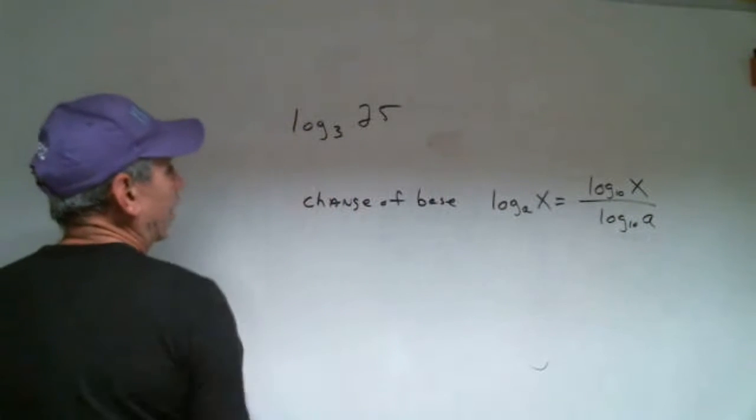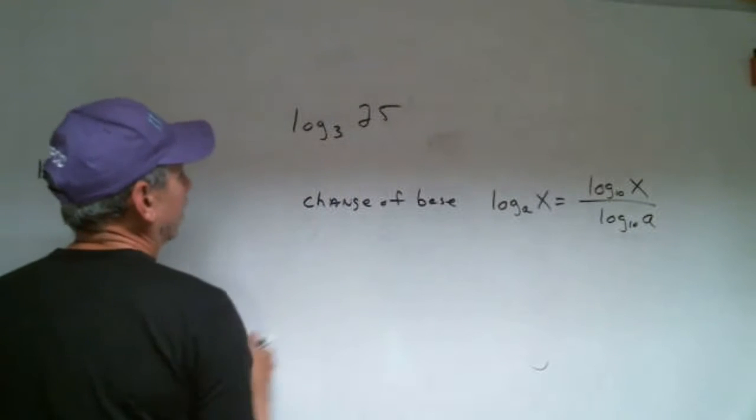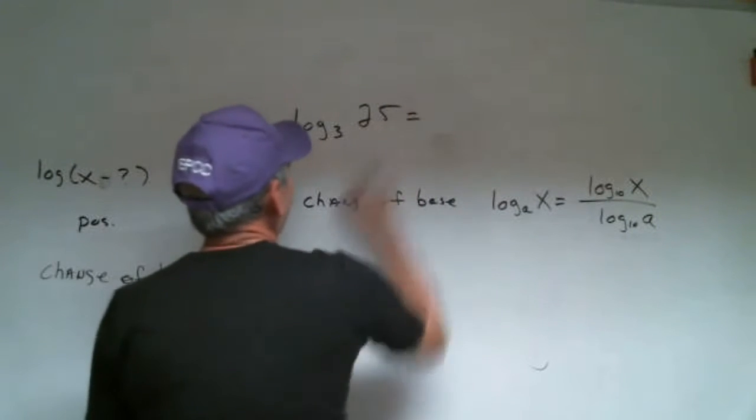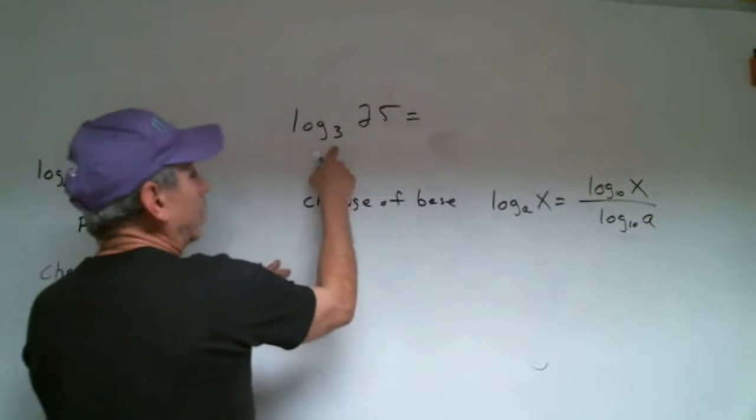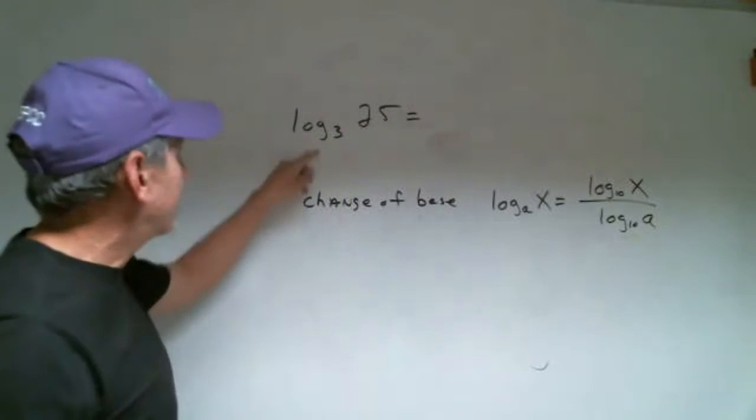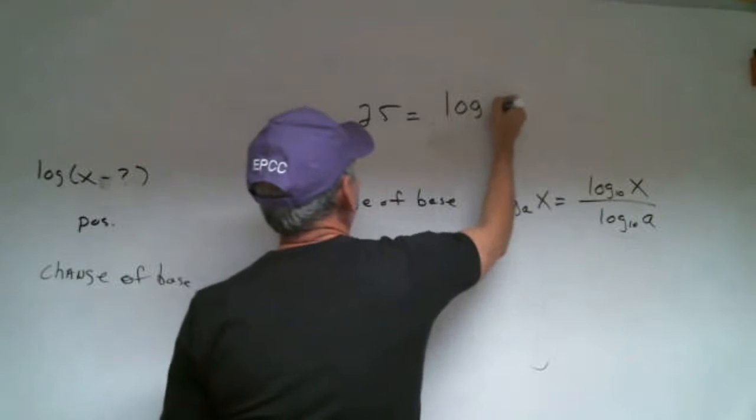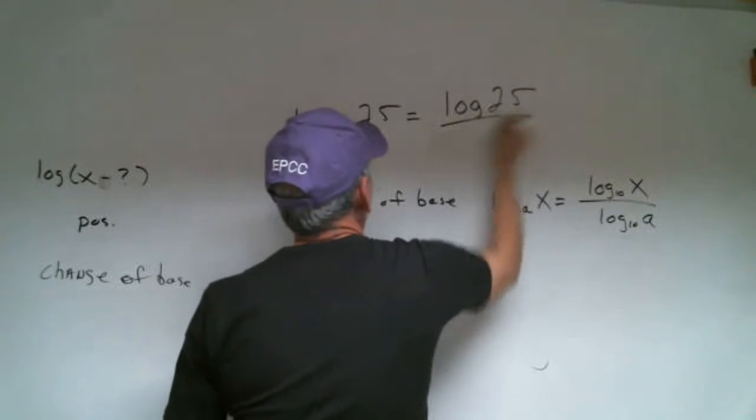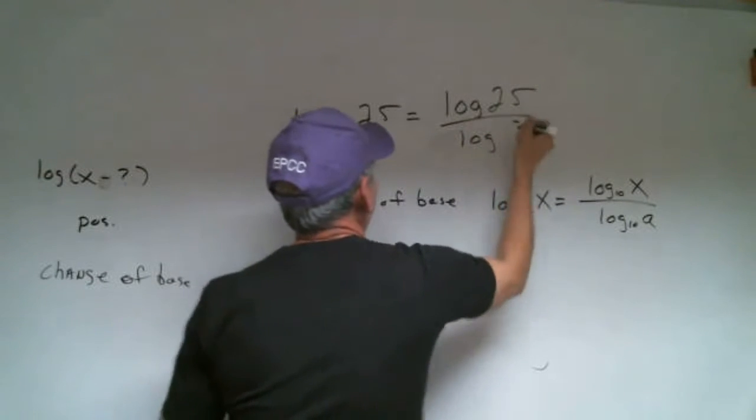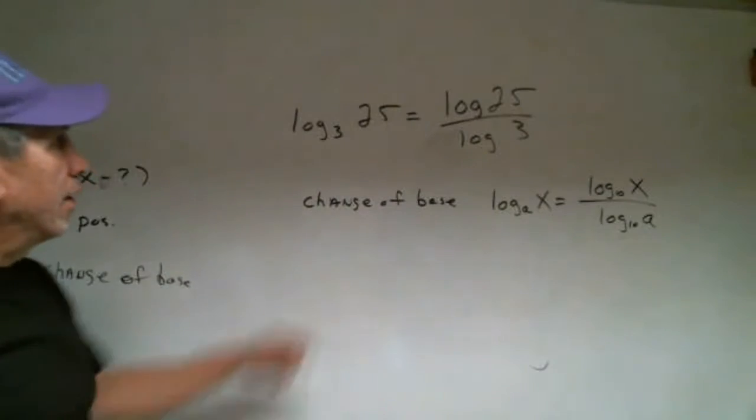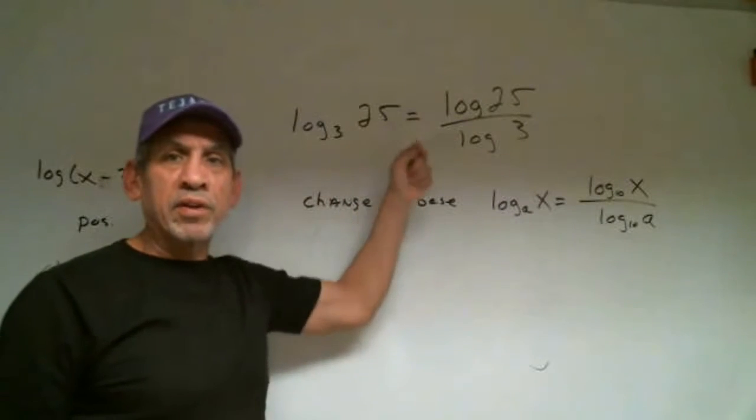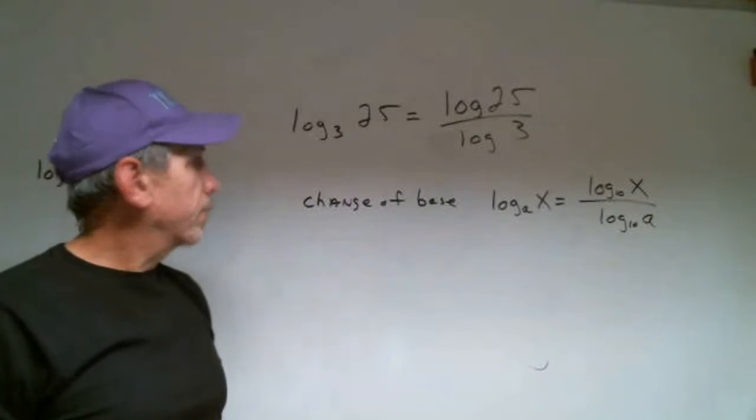So for example, on this one here, to do the change of base, because this cannot be put in the calculator the way it is, since most calculators only have base 10, the answer for this one will be log of base 10 of 25 over log of base 10 of 3. And you put that in the calculator, guys, to get your answer. Okay.